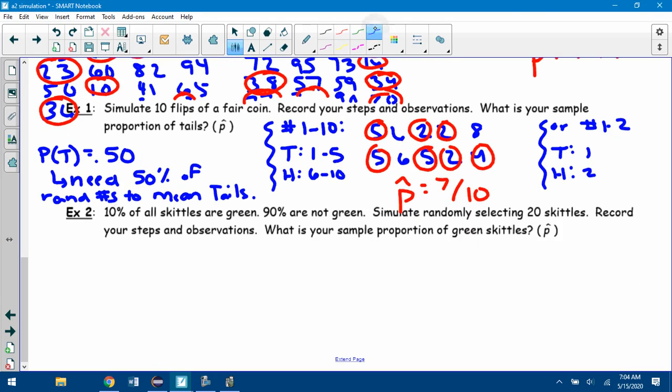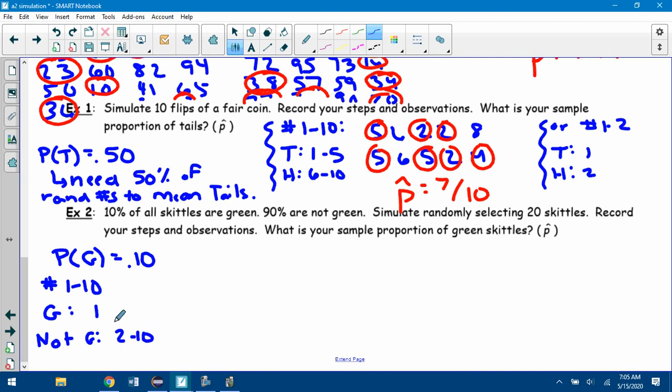10% of all Skittles are green. 90% are not green. Simulate randomly selecting 20 Skittles. Record your steps and observations. What's your sample proportion of green Skittles? P-hat. Well, we know that the probability of green has to be 10%. So let's choose the numbers 1 through 10 because it's easy to make 10% of those green. What would green be? Just one number, like 1. So not green would be 2 through 10. 10% of the numbers are green. The others are not green. 90% of the numbers are not green.